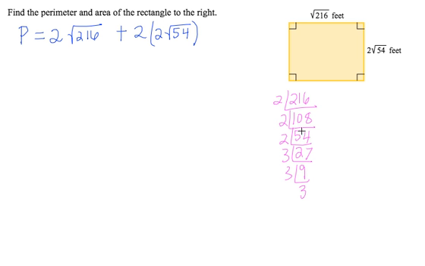So let's see, I'm looking for pairs. There's two 2's I can pull up front. Here's two 3's I can pull up front. And then one 2 and one 3 have to stay under the radical. So root 216 becomes 2 times 3 times the square root of this 2 and that 3, or 6. And I could have just put 6 there too, that's fine.